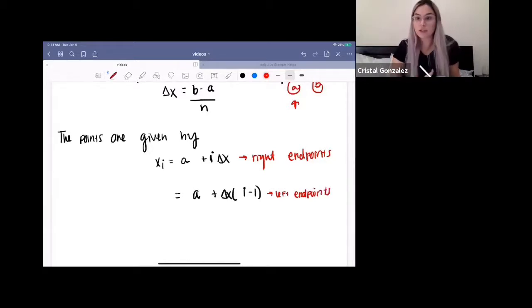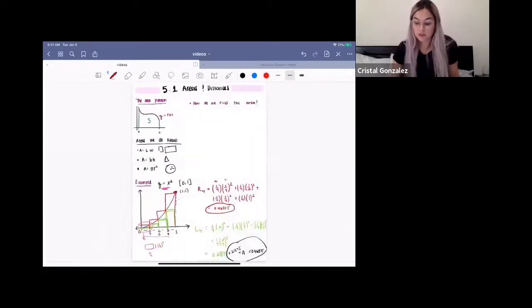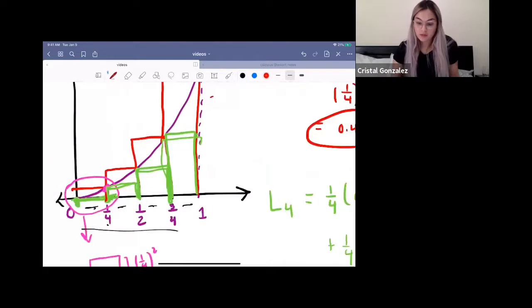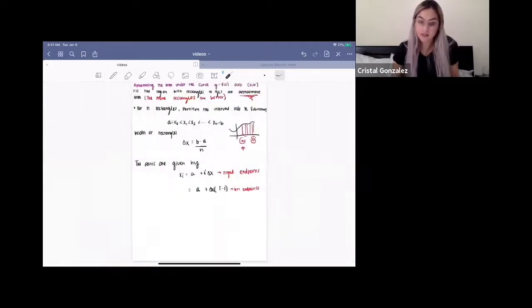Because here we're starting at the very end. So for example, for this one, this is our left endpoint. And then this is our right, where for our right one, we started here, moved up to the graph, and went this way. Okay, so that's the idea here.